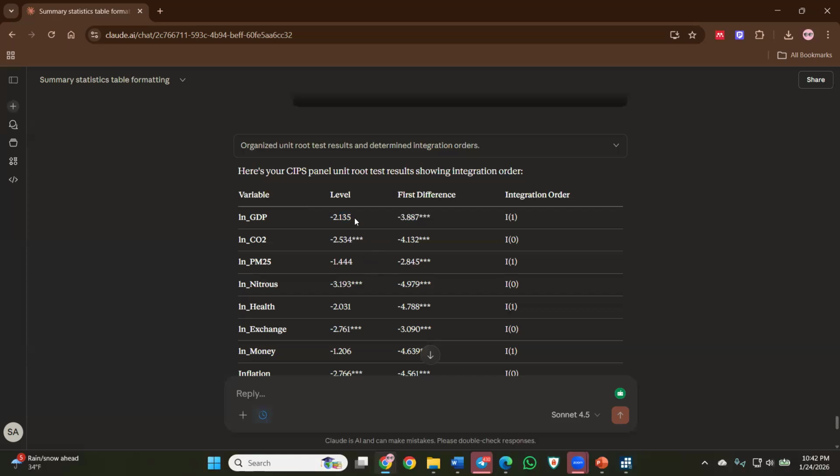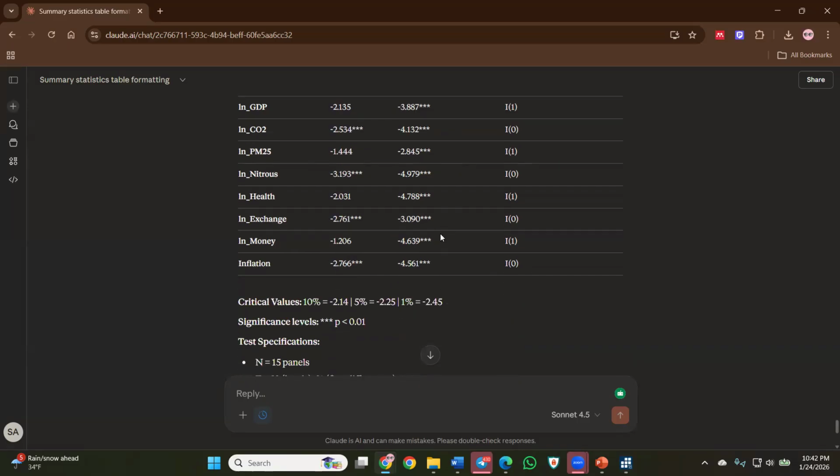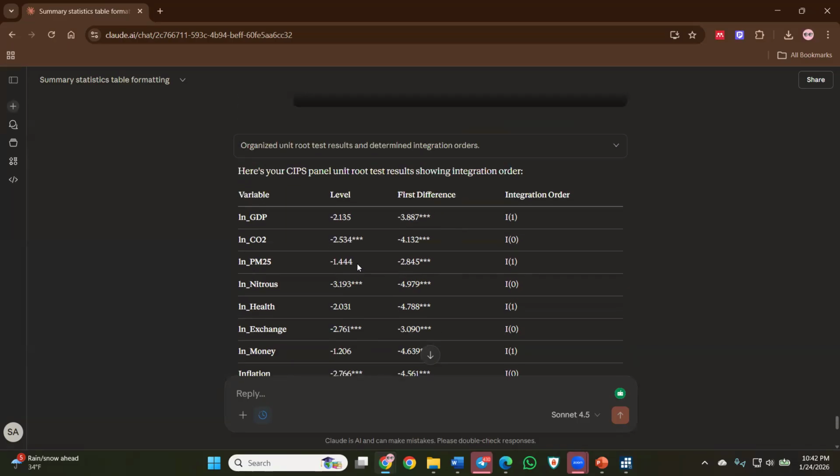If you have a unit root or stationarity at level, it is integration order 0. If you have stationarity at first difference, it is integration order 1. If it is second difference, it is order 2. So this is how we present the unit root results.